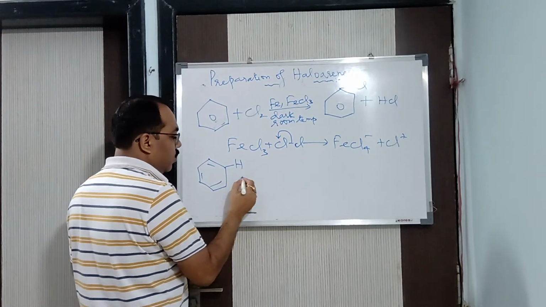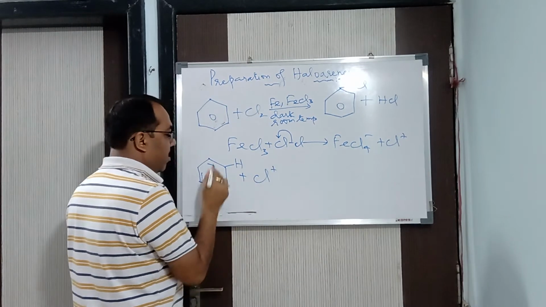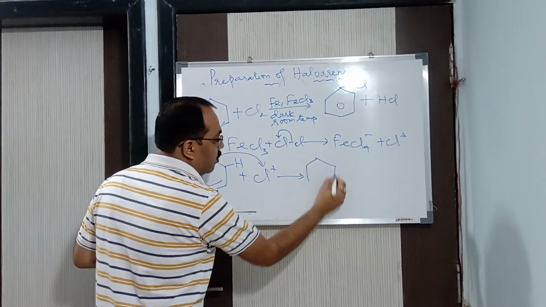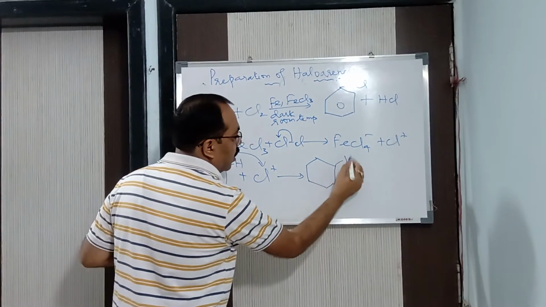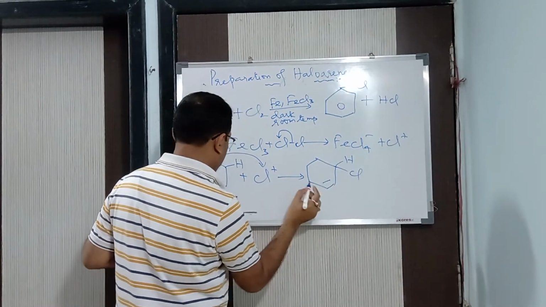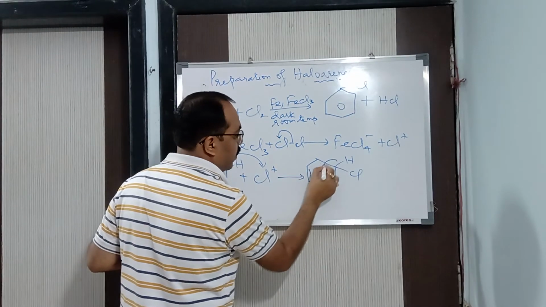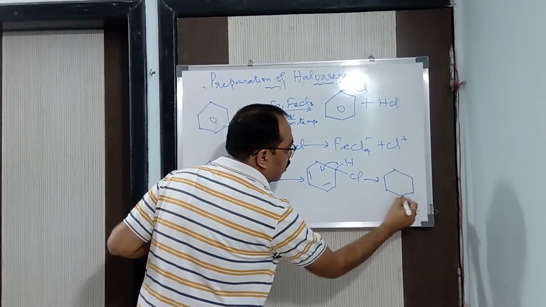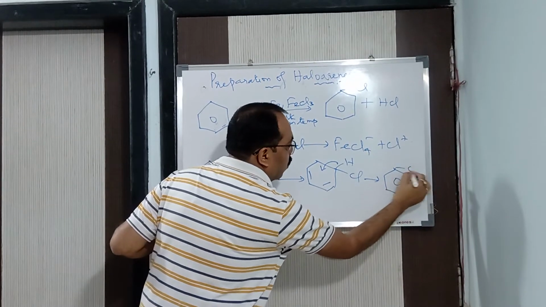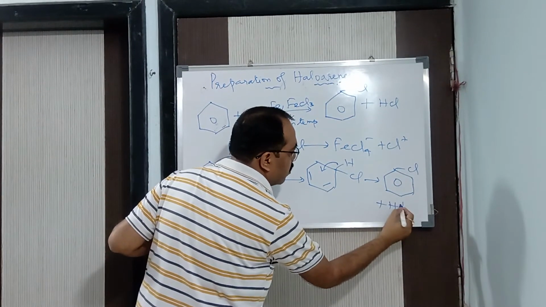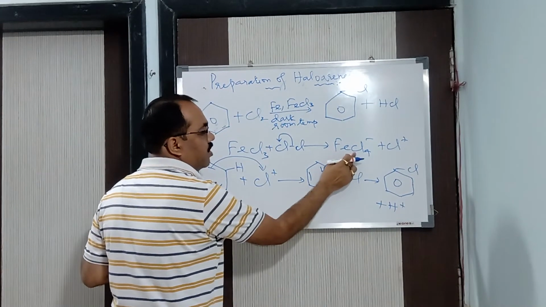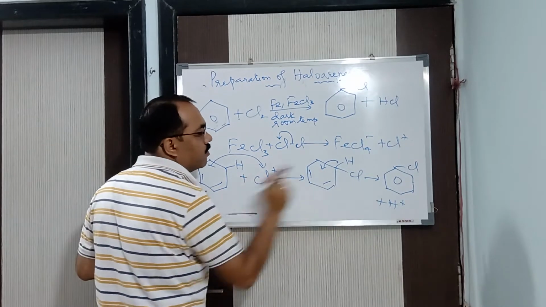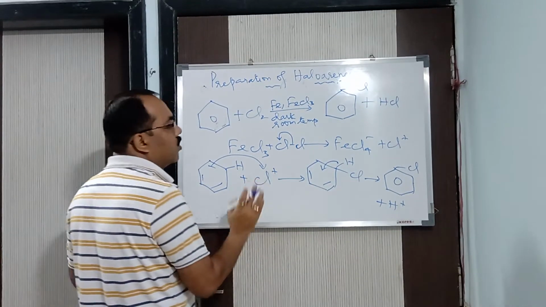Once more, this reacts with the electrophile. This pair of electrons goes here and forms H and Cl on the ring. Then this pair of electrons comes inside, and you get chlorobenzene, and an H plus ion is released. This H plus ion reacts with FeCl4 minus to form FeCl3 and HCl. So this is the mechanism of the reaction which you studied in class 11.